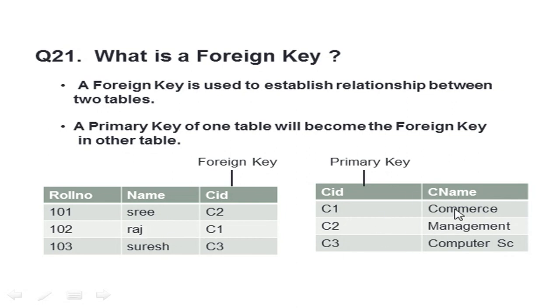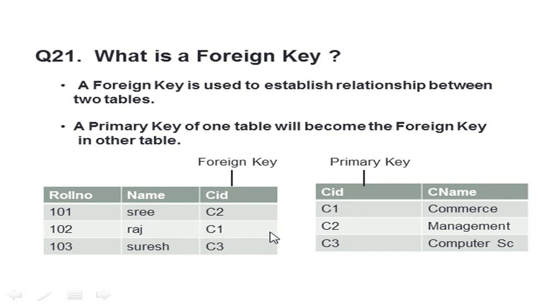The second table I can call as course table. Now, what is the primary key and what is foreign key in this table? Now, you have to make sure that there is a common column between these two tables. In order to establish a primary key foreign key relationship, you have to make sure that there is a column which is common in both these tables.